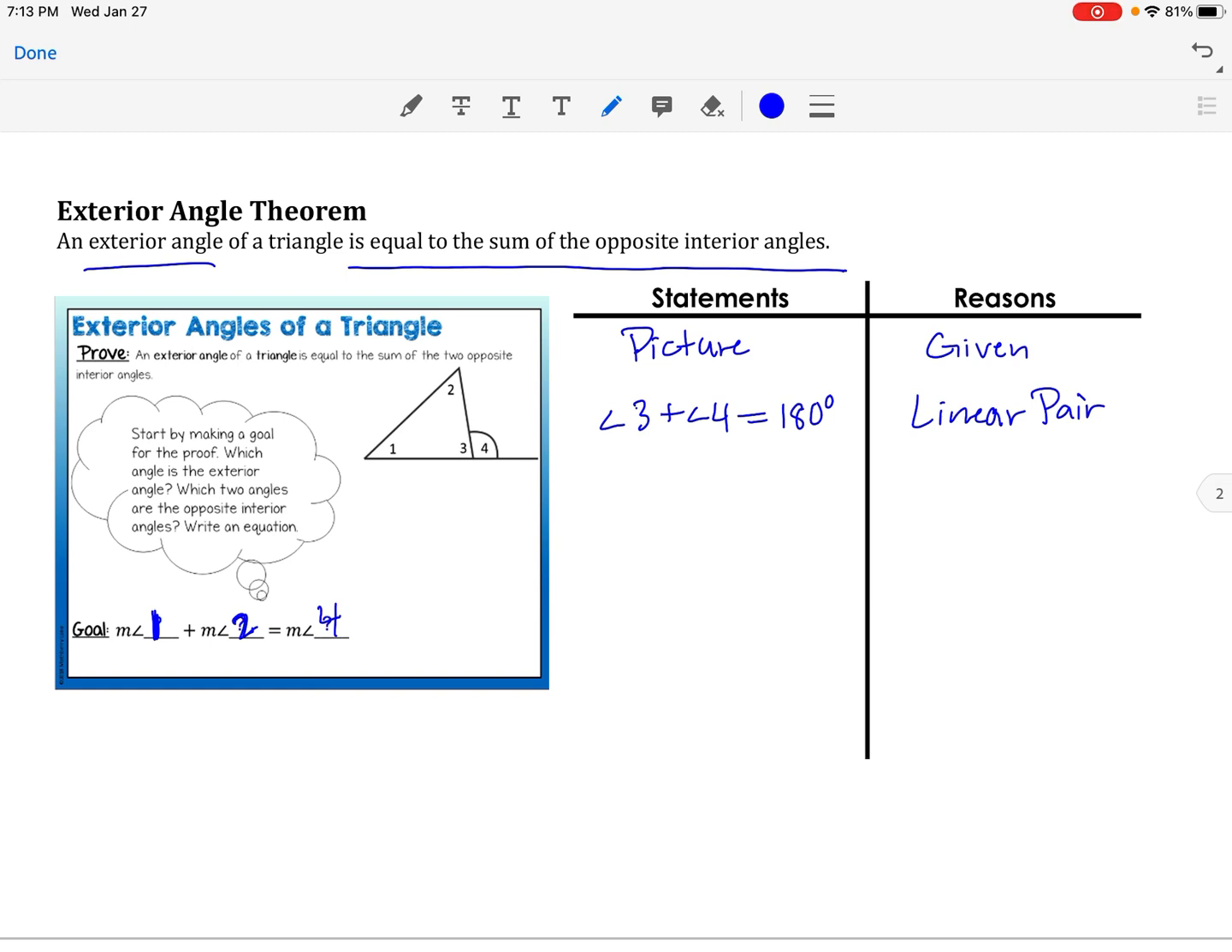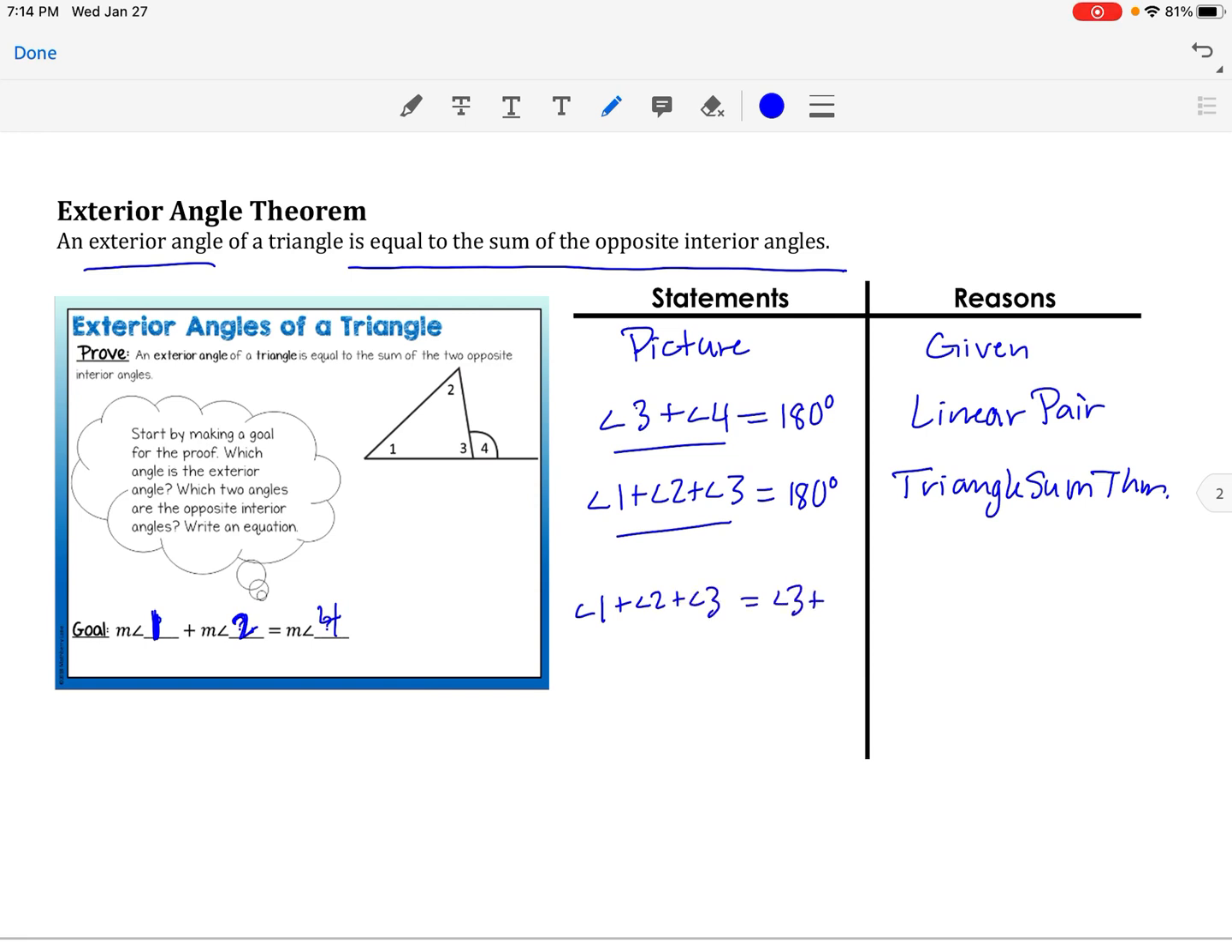Do we know any other relationships? I know, of this triangle altogether, that those 3 angles, 1, 2, and 3, add up to 180 degrees because of the triangle sum theorem. I have 2 equations, and I only need 2 equations in order to use substitution usually. So it looks like this equation is equal to 180 and this equation is equal to 180. That means I can set them equal to each other since they're both equal to the same thing. Angle 1 plus angle 2 plus angle 3 equals angle 3 plus angle 4. So that's going to be my substitution.